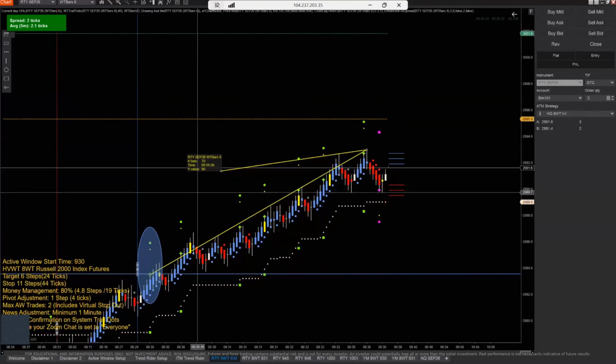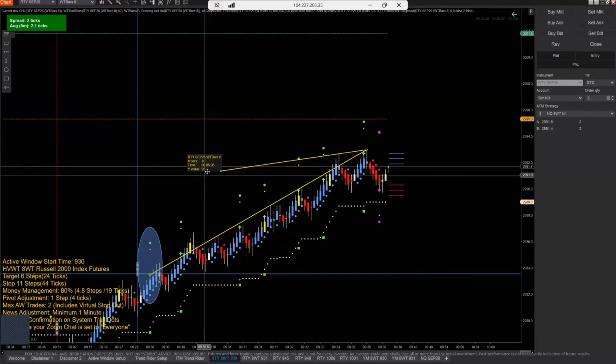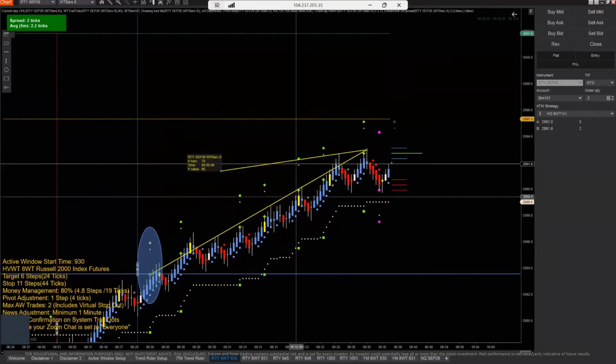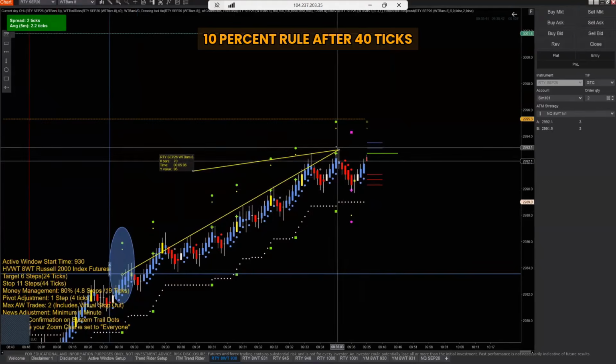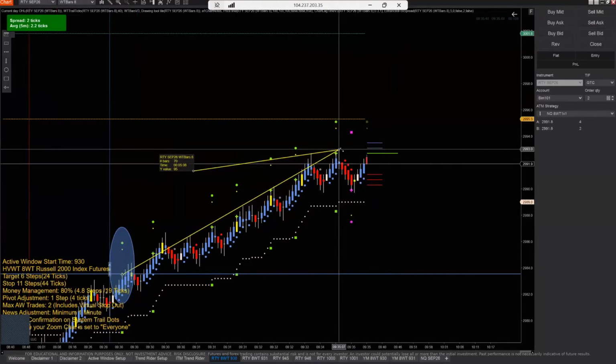Again, this is the point at which you can give the trade a little more room to breathe. 10% of the move at this point would be 9 additional ticks. So you could subtract 9 ticks from the trail stop and give it more room to potentially continue on further.